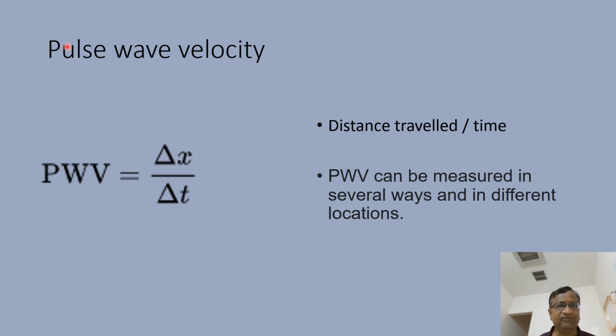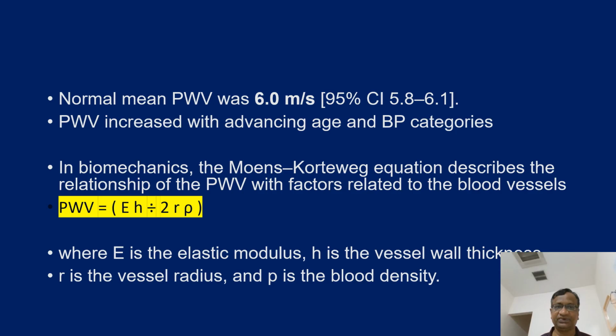Now, what is pulse wave velocity? It is delta x by delta t. What is this? Distance traveled by time. It can be measured in several ways and in several locations. Normal mean pulse wave velocity is change in the distance by change in time. It moves as fast as this. It is normally 6 meters per second.